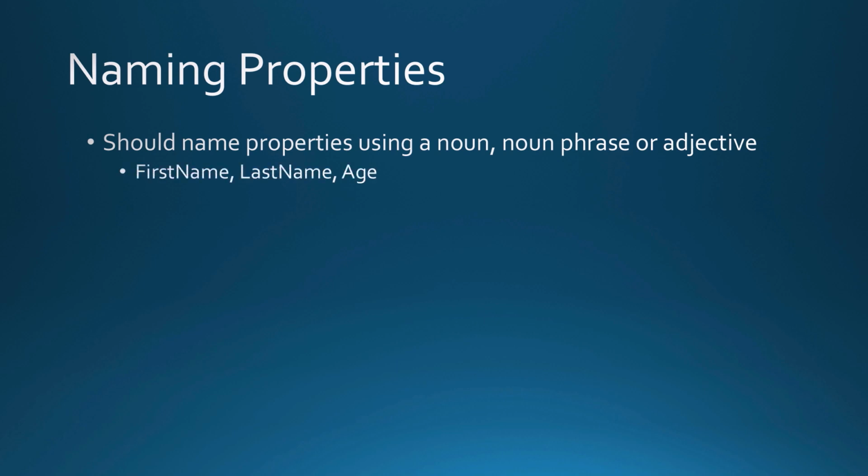When naming properties, use a noun phrase or an adjective. So good property names would be things like first name, last name, age. And again, we use Pascal casing.